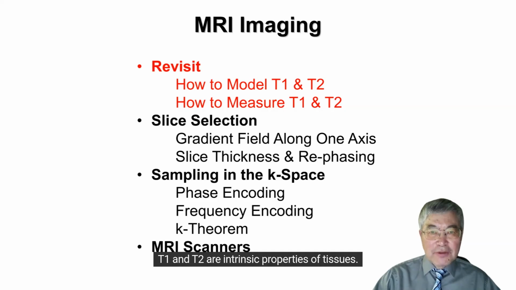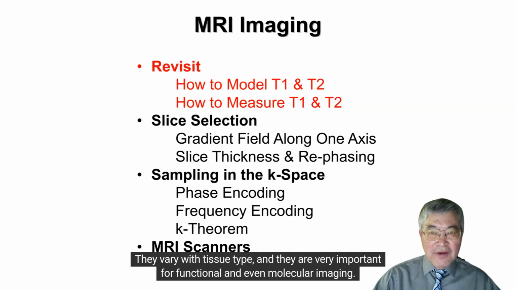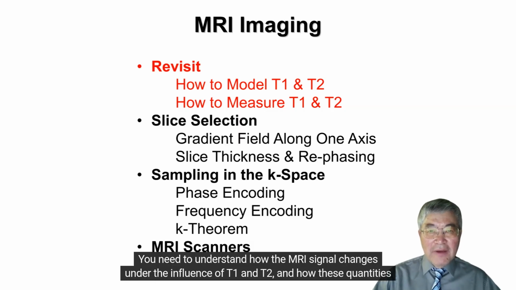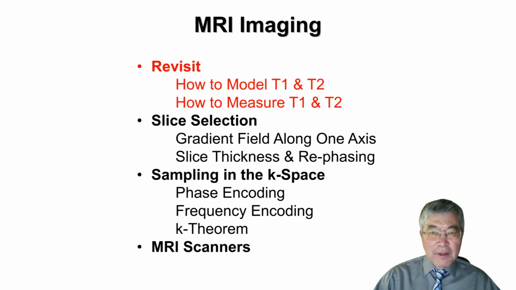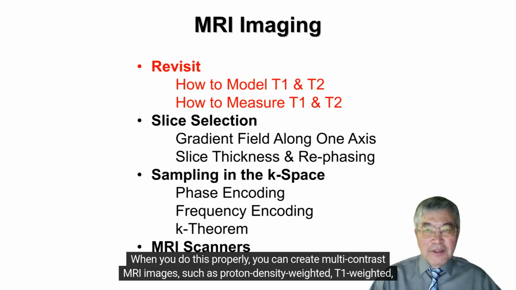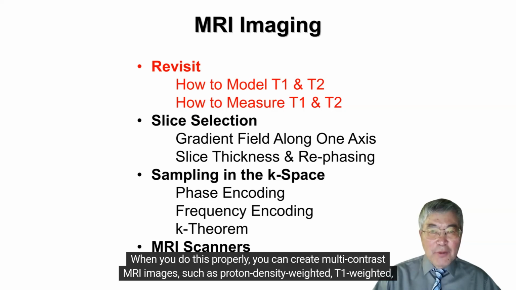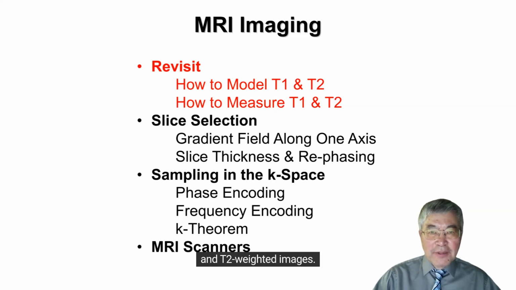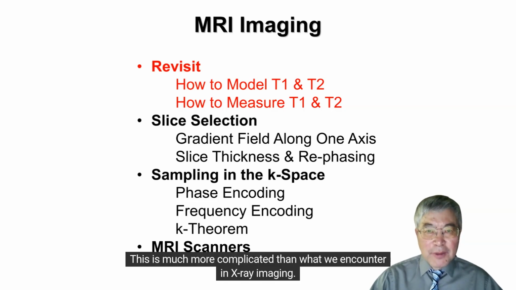T1 and T2 are intrinsic properties of tissues. They vary with tissue type, and they are very important for functional and even molecular imaging. You need to understand how the MRI signal changes under the influence of T1 and T2, and how these quantities can be measured. When you do this properly, you can create multi-contrast MRI images such as proton density-weighted, T1-weighted, and T2-weighted images. This is much more complicated than what we encounter in X-ray imaging.